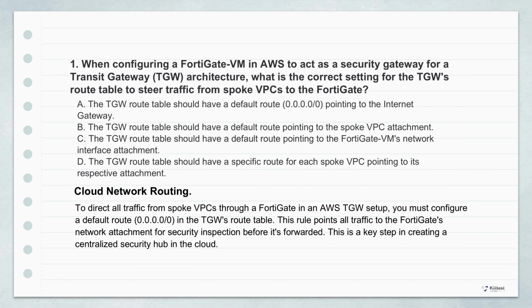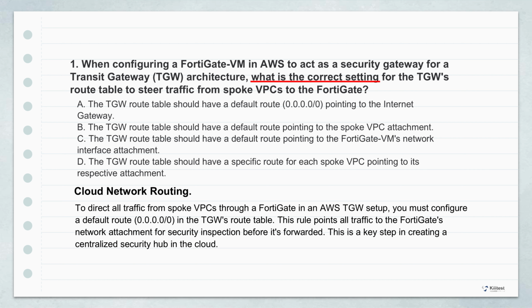Okay, first up, cloud network routing. Let's picture this. You're building, say, a central security hub. You've got a FortiGate VM in AWS, and you're using a transit gateway, a TGW, right, as the backbone. So the big question is, how do you make absolutely sure all the traffic from your different spoke networks actually goes through that FortiGate for inspection? Okay, yeah, this is fundamental.